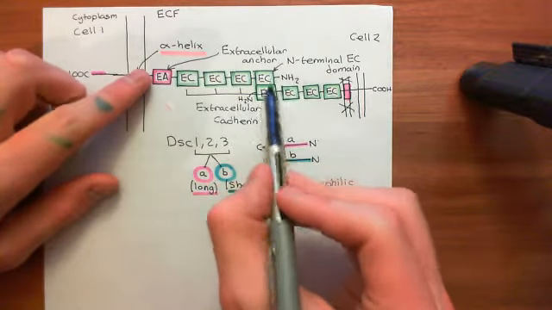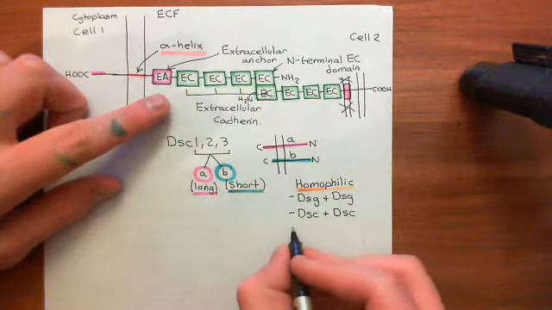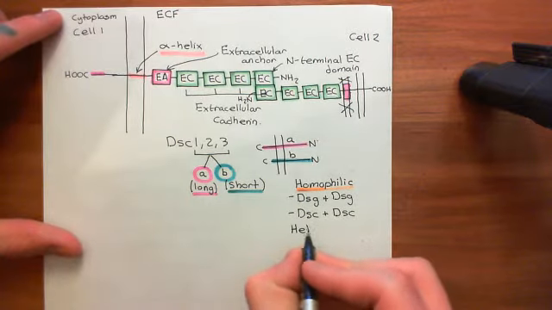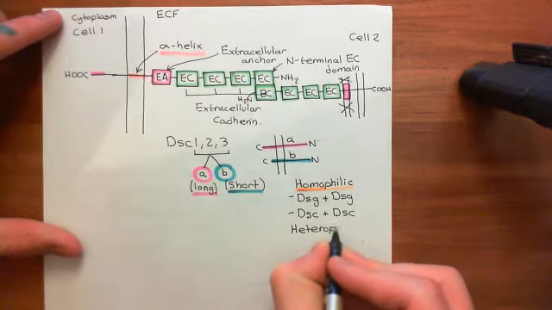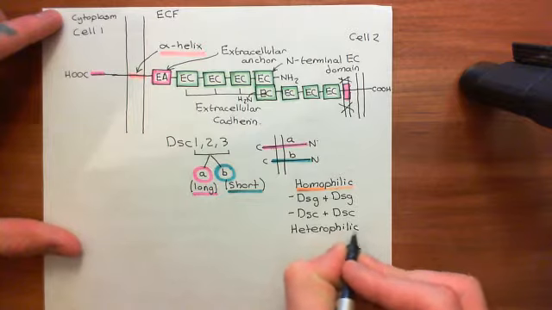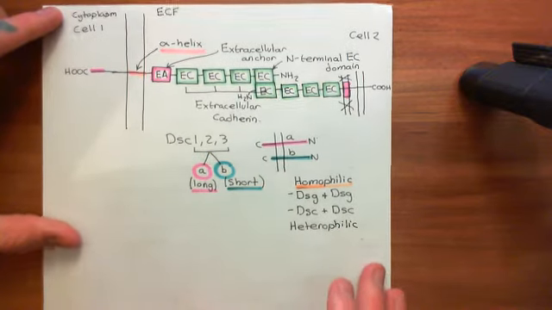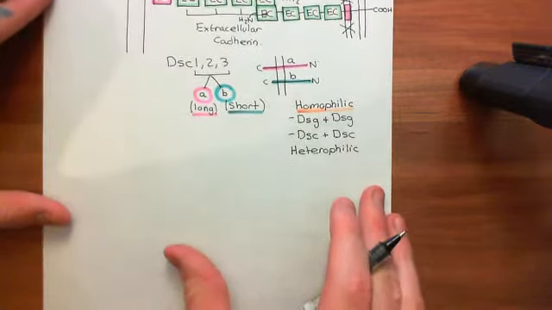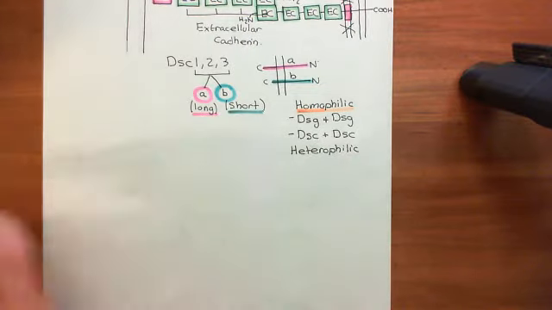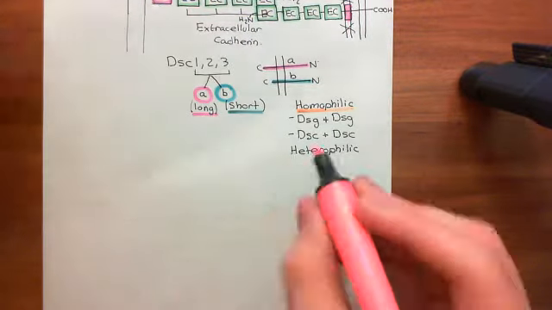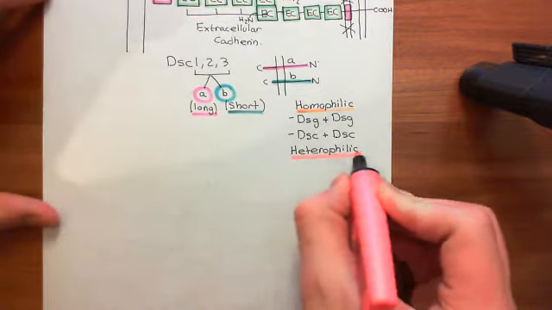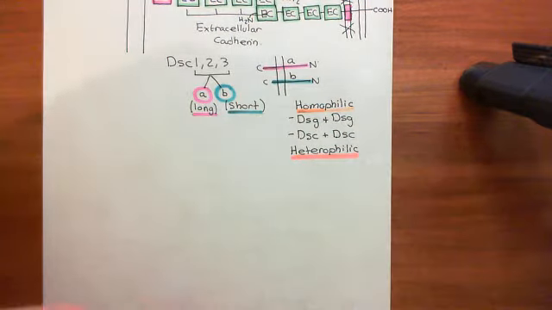If this is a desmocolin, this has to be a desmocolin. Contrast that to heterophilic binding. Heterophilic binding is believed to be more important in the desmosomal cadherins than homophilic binding, which is rare. If you look at the classical cadherins, for instance, they much prefer homophilic interactions over heterophilic interactions.